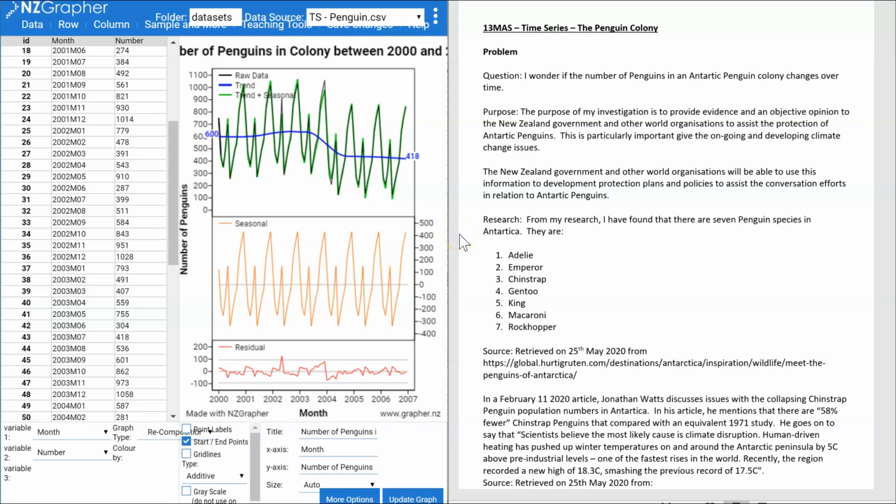This is our fourth video in our penguin colony example. We've done our problem, we've done our plan, we've done our data section. We're now moving on to the analysis section, which is the biggest and most important part of a time series report.